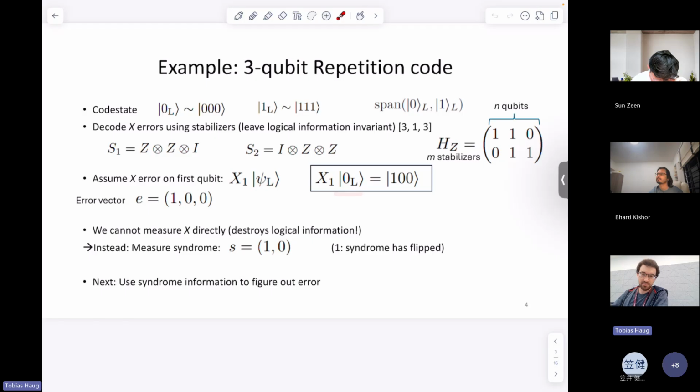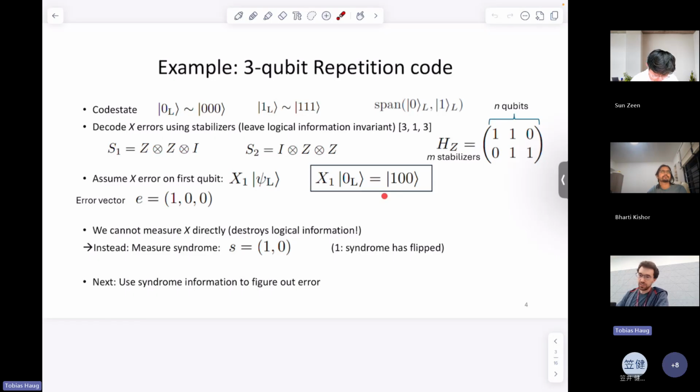Now, let's say some errors happened. There was some noise effect or some environment or some bad guy who came and basically tried to affect our qubits. But in the end, what happened is basically an X error happened on the first qubit. So the resulting state is now the 100 state, right? Which is not part of our code space. It's not a code word. So we know we are somehow in the error space.